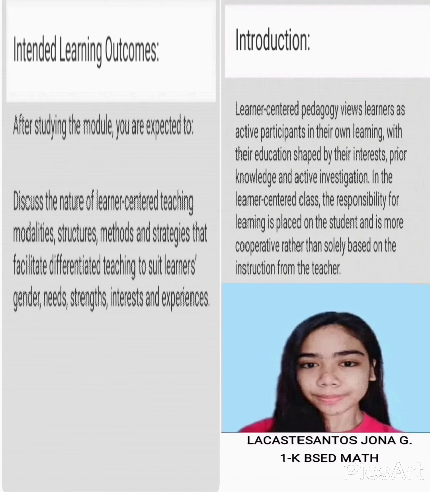So in the learner-centered class, the responsibility for learning is placed on the student and is more cooperative, not solely based on the instruction from the teacher. So in other words, we students have the responsibility to learn from the instruction of the teacher. We do not just rely on what the teacher says, but we need to understand and learn from our interests and prior knowledge, so that we can be active investigators.